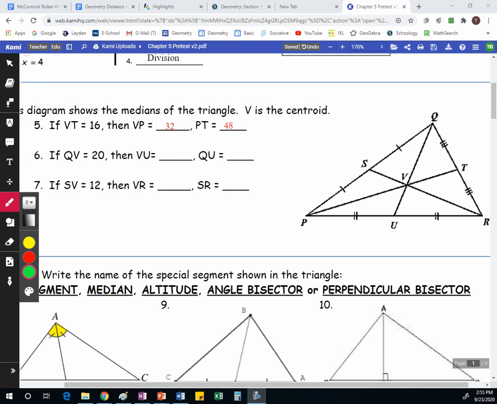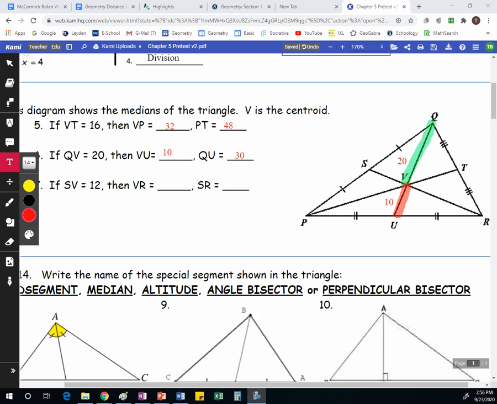For the second problem, or number 6 in this case, it says QV is 20. QV is the long part of this median. And then it asks what VU is, that's the shorter part of the median. So if the long part is 20, the short part's going to be half of that, which is 10. So the green part is 20, that means the red part's 10, and then the follow-up question, what's the length of the whole thing? We just add them together to get 30.